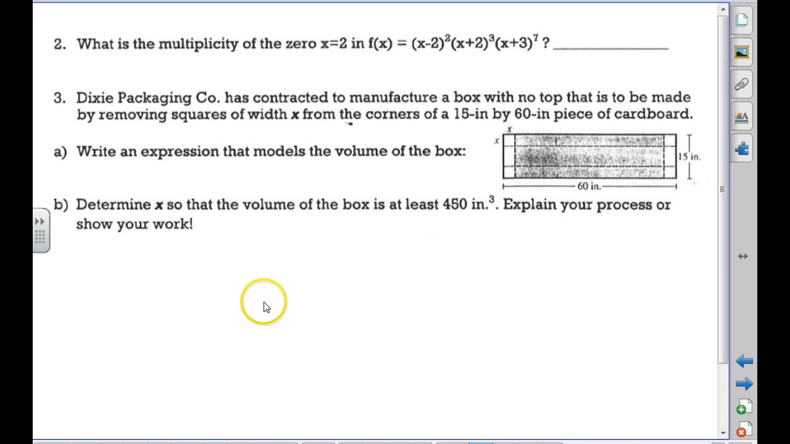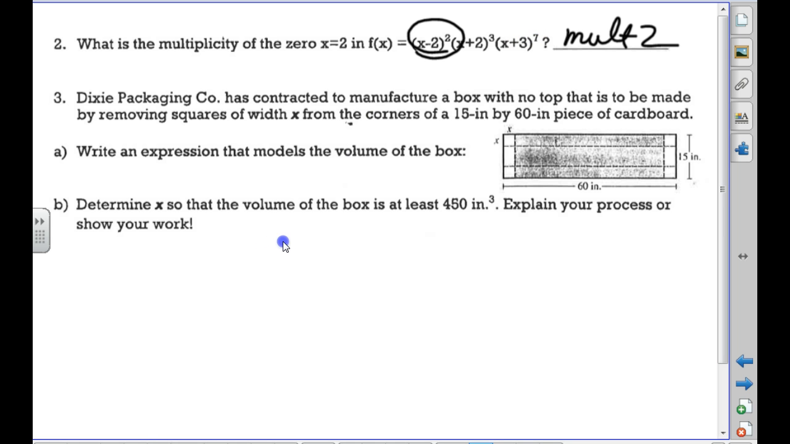All right, number 3. What is the multiplicity of 2 right here? At the 0 at 2, yeah, multiplicity 2. At x equals 2 is 2. At x equals negative 2, it's 3. And at x equals negative 3, it's 7.